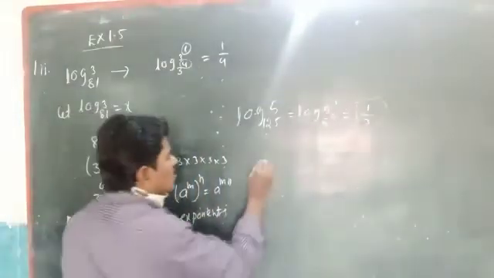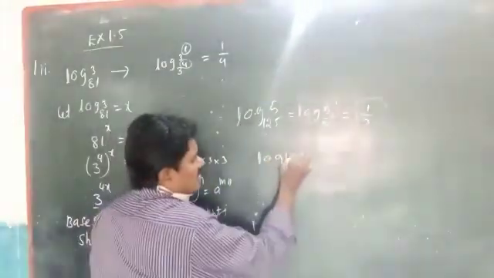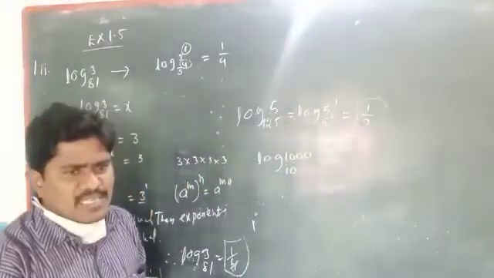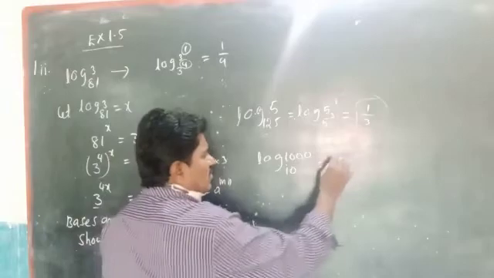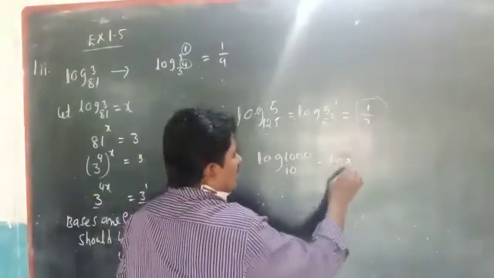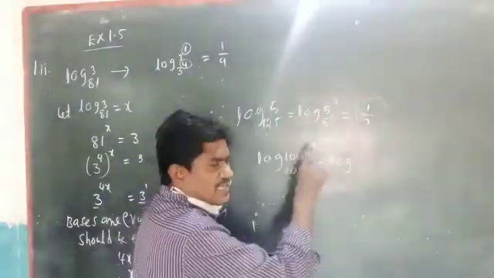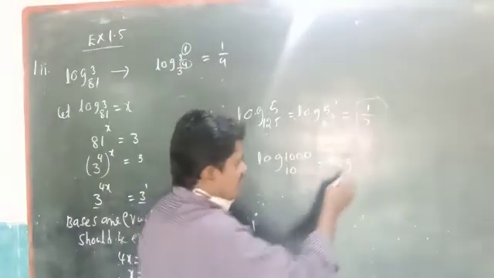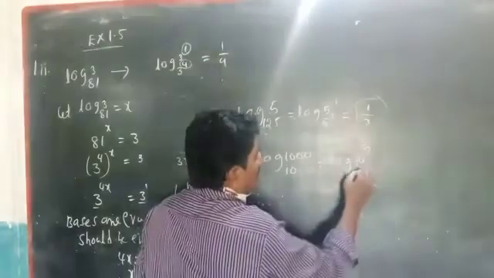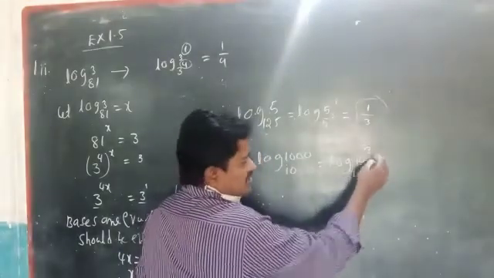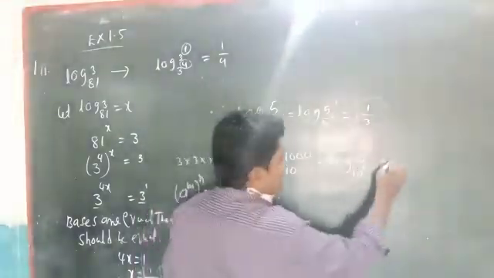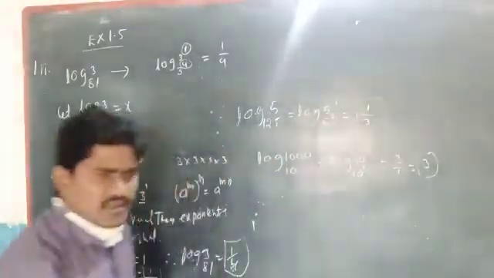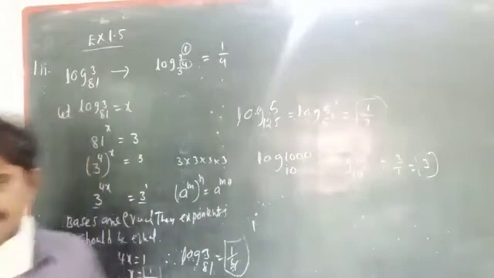And also log 1000 base 10. You can write 1000 as 10 cube, 10 into 10 into 10. Yes or no? Right. So 10 cube base 10. So here the power is 3, here the power is 1. So that is 3 by 1, which is equal to 3.